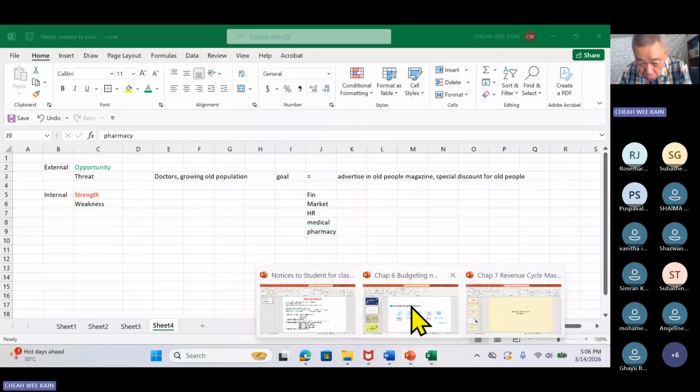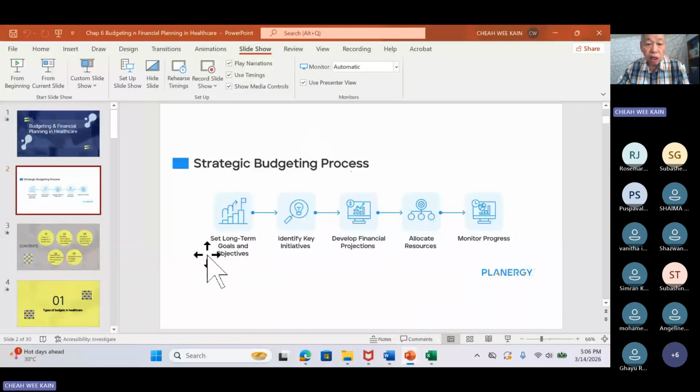Where am I now? Okay, so this must be set correctly. And then identify the key incentive at the department level, how the department level goes to support this goal. Then they will develop how much money they want. It's the budget. Then the company will now allocate resources. What is resources? Resources is time, money, manpower, technical know-how. These are some of the examples.